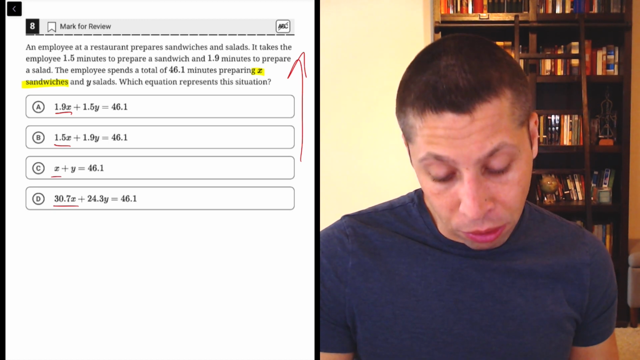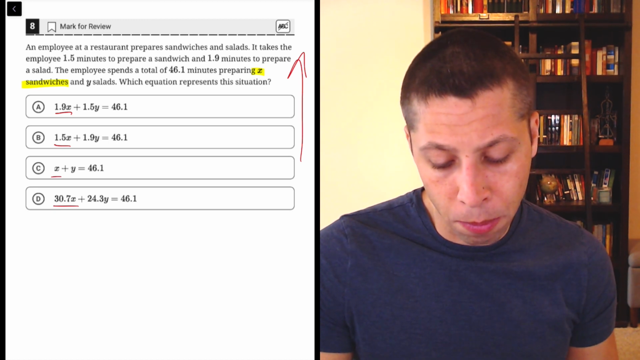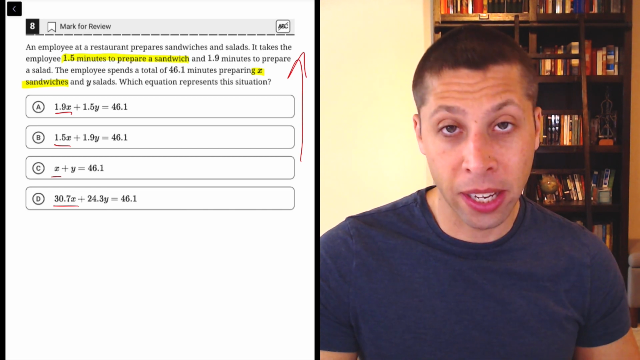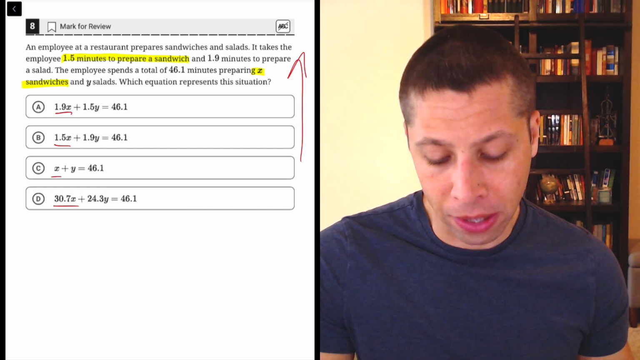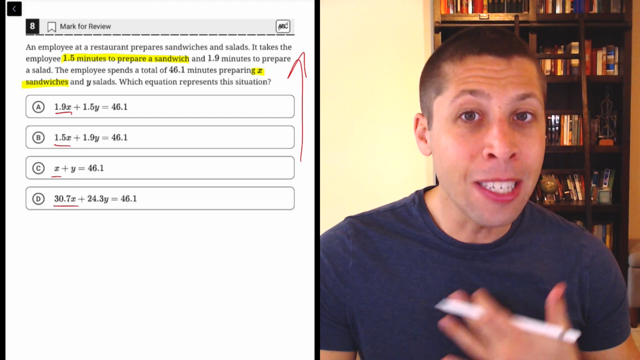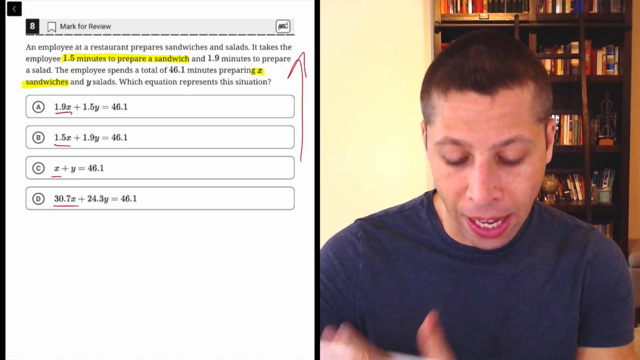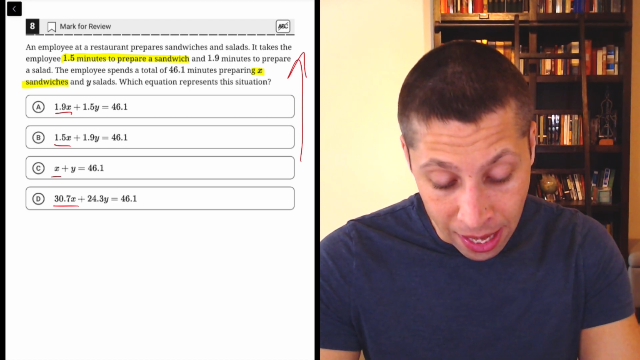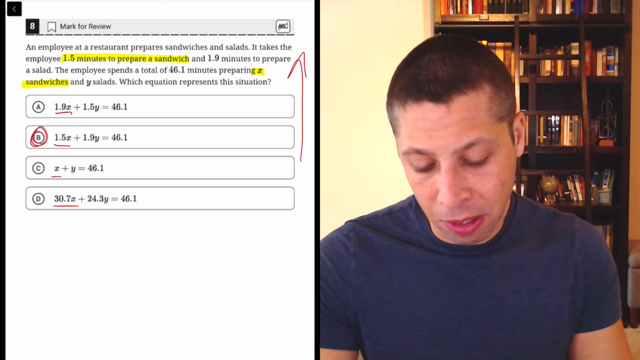An employee at a restaurant prepares sandwiches and salads. It takes the employee 1.5 minutes to prepare a sandwich and 1.9 minutes to prepare a salad. So just like that, it seems pretty obvious to me that I would need to connect the 1.5 with the x, and only one choice does that. That would be choice B.